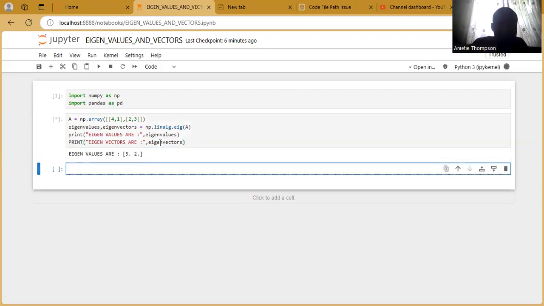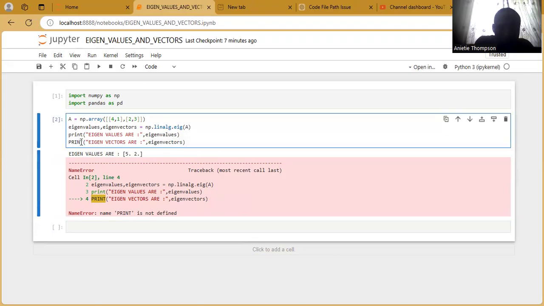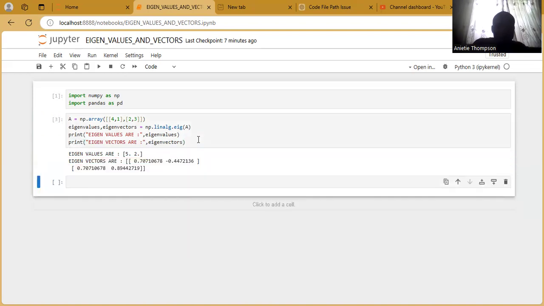It has provided eigenvalues and the eigen, of course, there's an error. Let's see what is wrong there. Print. Sorry. I'm using a capital letter for the print function in the second row. So it's not compatible, it's becoming a variable there. So sorry, it's not supposed to be like that. Print is like this. All right, so let's run that again. Enter.